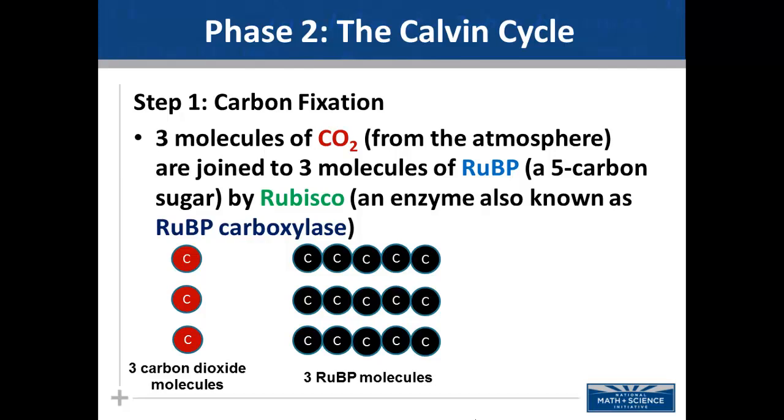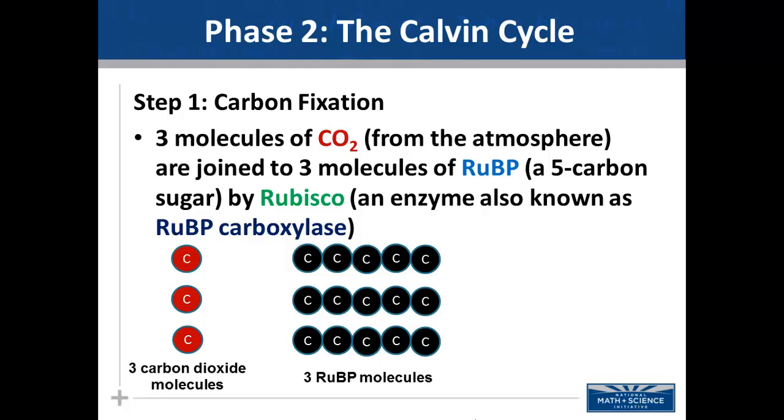And when those carbon dioxide molecules enter the leaf, remember they're stored in those air spaces between the spongy mesophyll. They're joined to 3 separate molecules of RuBP, which stands for ribulose bisphosphate, but you need to know it as RuBP, a 5-carbon sugar. And there's an enzyme called Rubisco. Rubisco has 2 names. It's also called RuBP carboxylase.